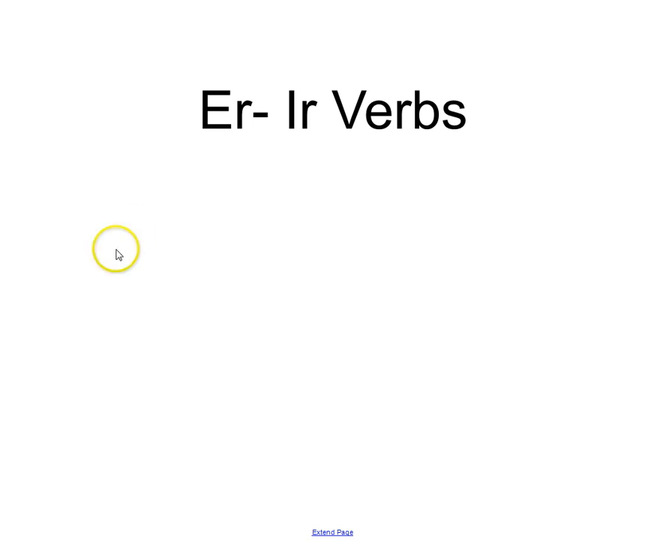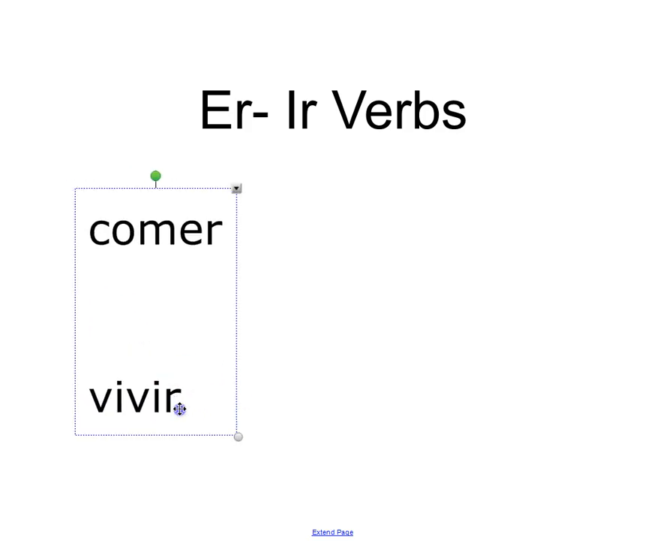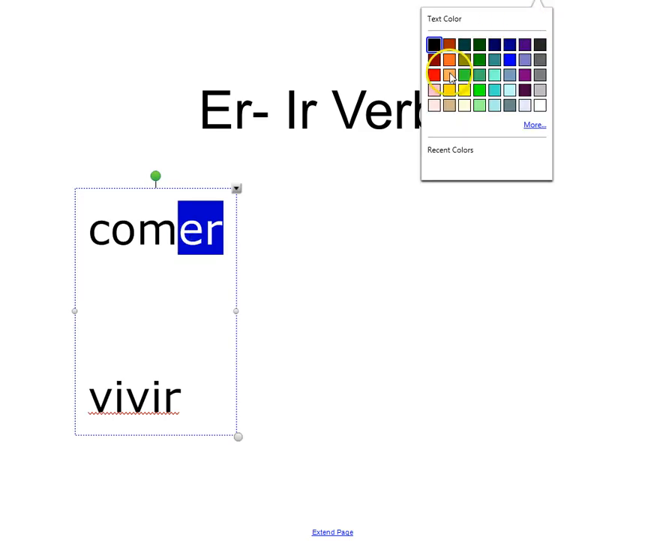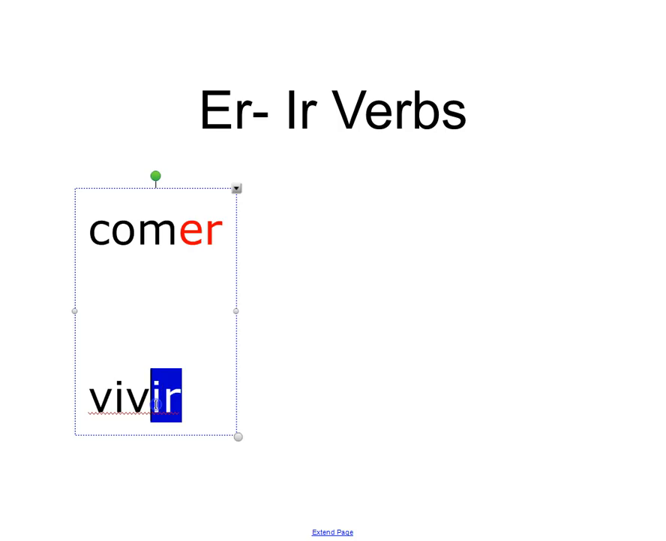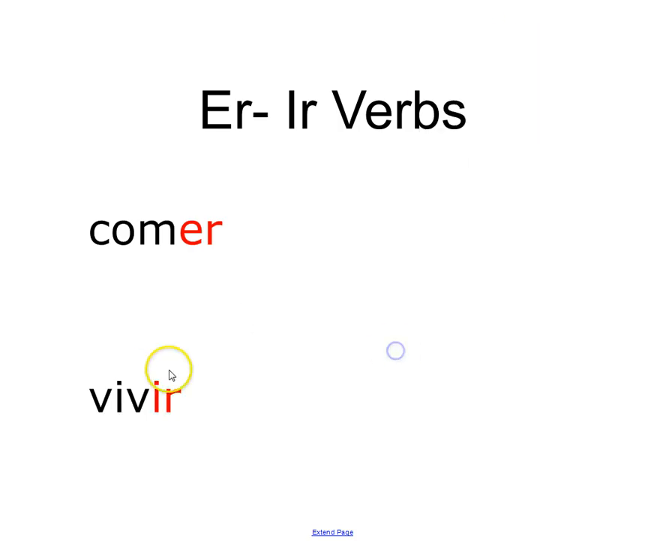First, let me go ahead and run through a quick reminder about why these are called ER and IR verbs. There's three different kinds of verbs in Español. There are AR verbs, which you just finished covering, and then these are the last two different types of verbs. They are ER and IR verbs. As I wrote here, I'm going to highlight the ends of these verbs. The reason this is called an ER verb is that it ends in ER. And the reason this one's an IR verb is it ends in IR, which totally makes sense.